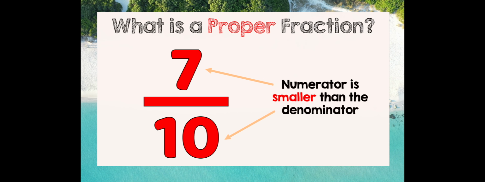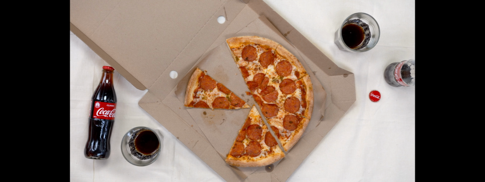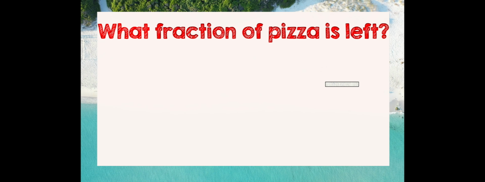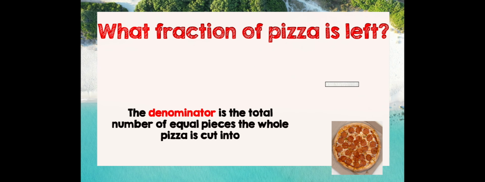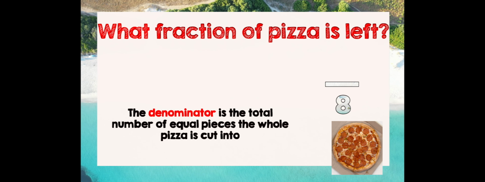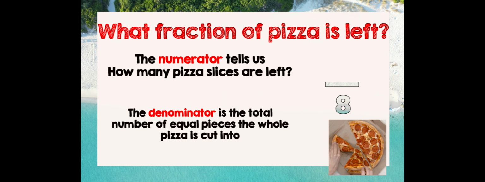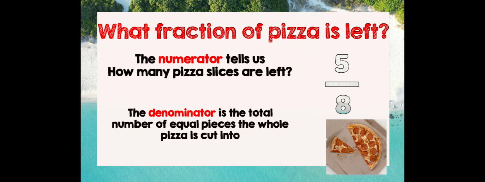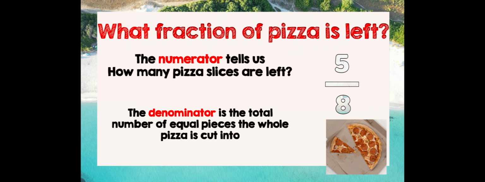Let's take a look at some examples. Example number 1. What fraction of the pizza is left? So we have our line. So the denominator is the total number of equal pieces that you cut that whole pizza into. Here we have 8 pieces make up the whole pizza. The numerator tells us how many slices are left once everybody's taken what they want. And here you will see that there are 5 pieces left. So what fraction of the pizza is left? 5/8.